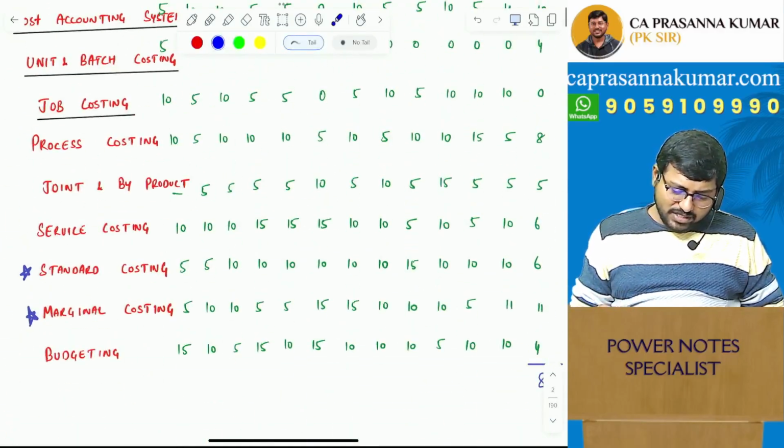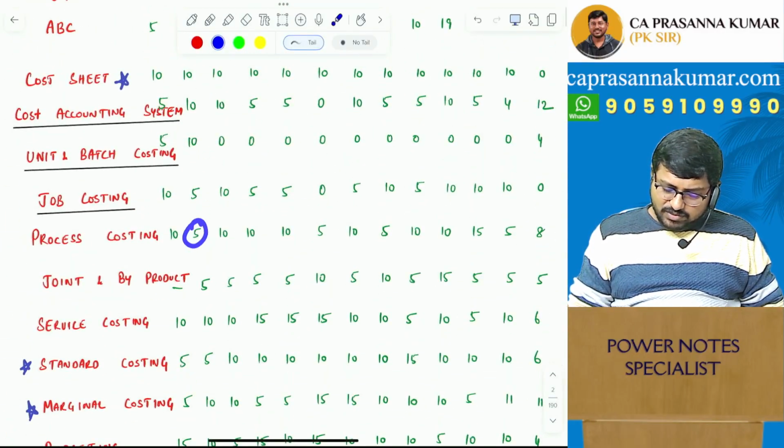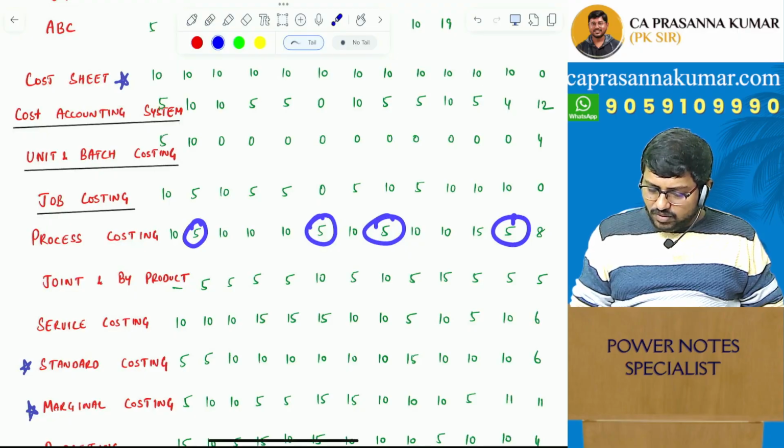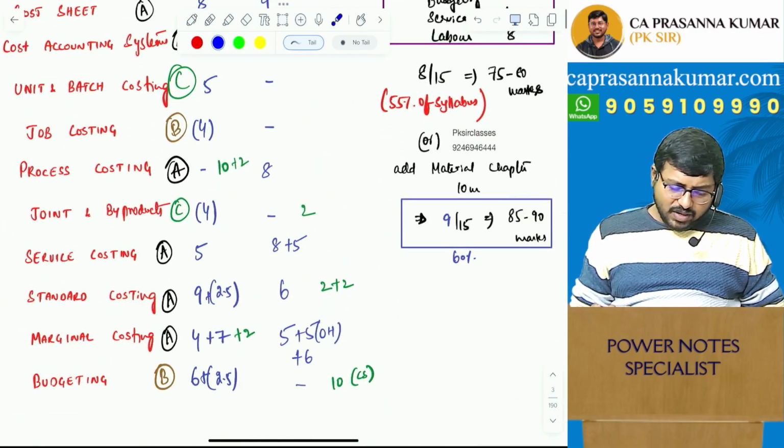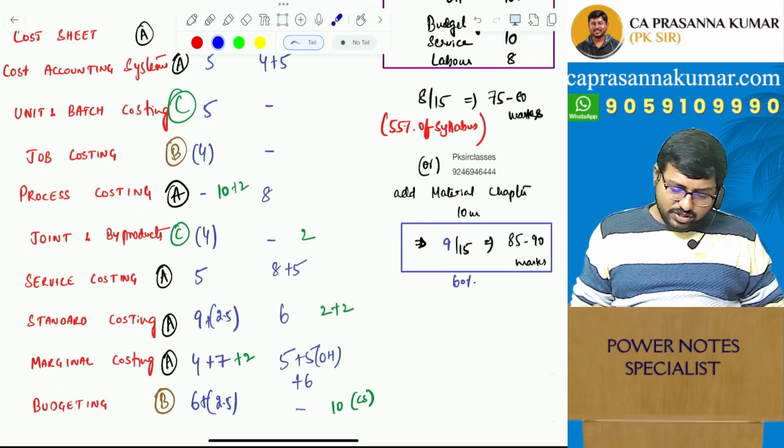But of course, it's not that consistent. If you can see, sometimes half the marks, okay, sometimes full marks, but still it's an important chapter. Okay, it belongs to A category, so you have to study it for sure.